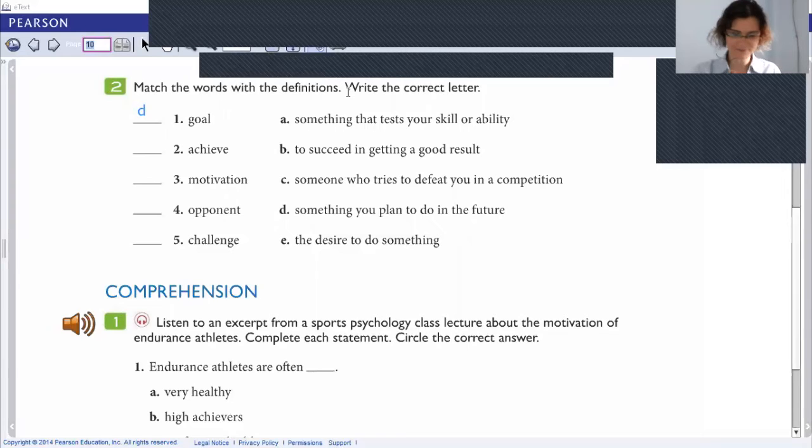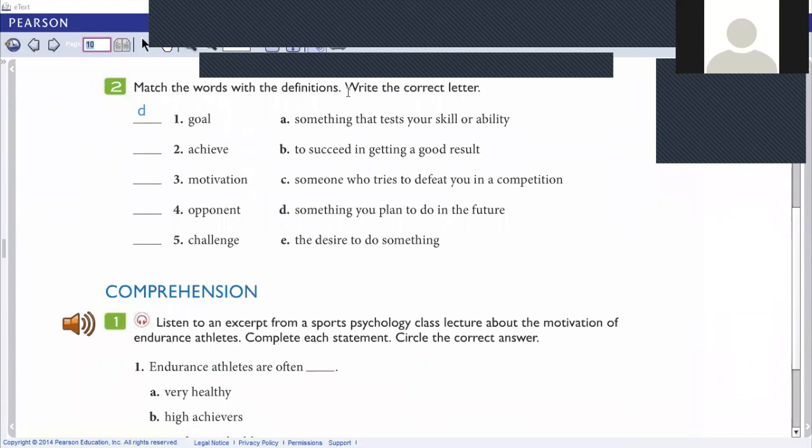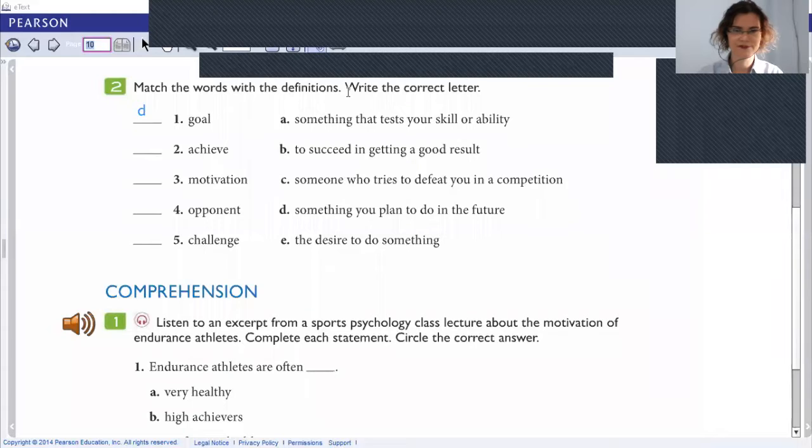Number 2, achieve. What's that? B, miss. Yo, Joyce, let's go. Should I annotate it? Yeah, it would be great. Okay. You can also, if you can, please read it out loud. Okay, B, to succeed in getting a good result. Yeah, correct. Hey, there you are. Good. Thanks. Okay, number 3, motivation. Who would like to try that one?